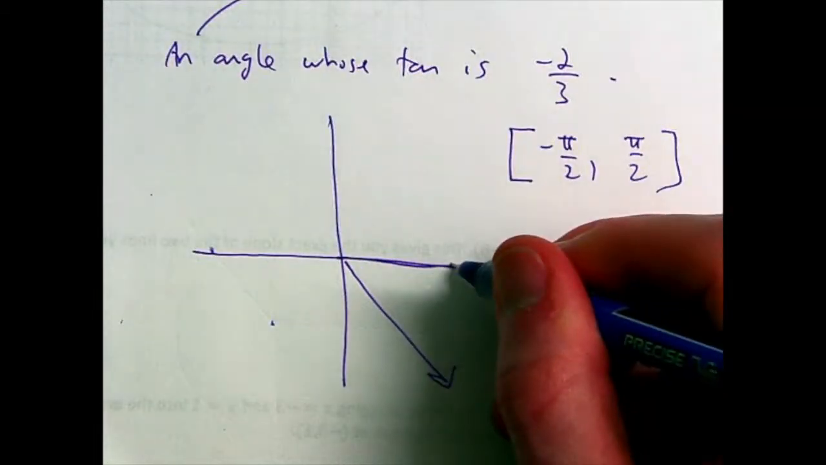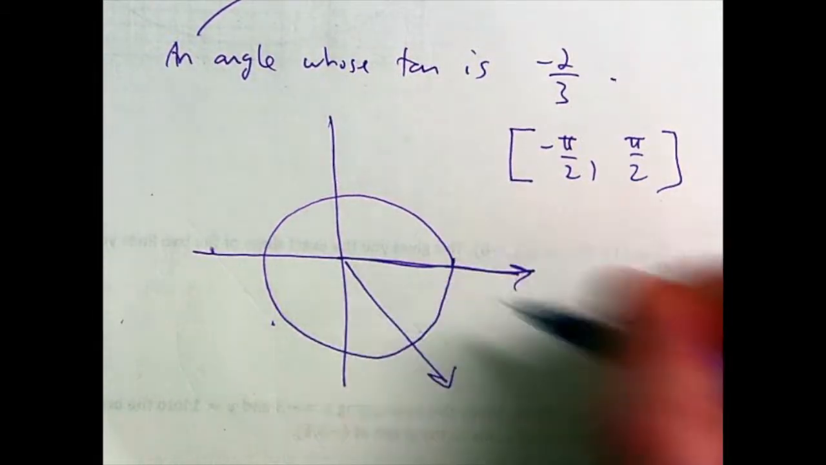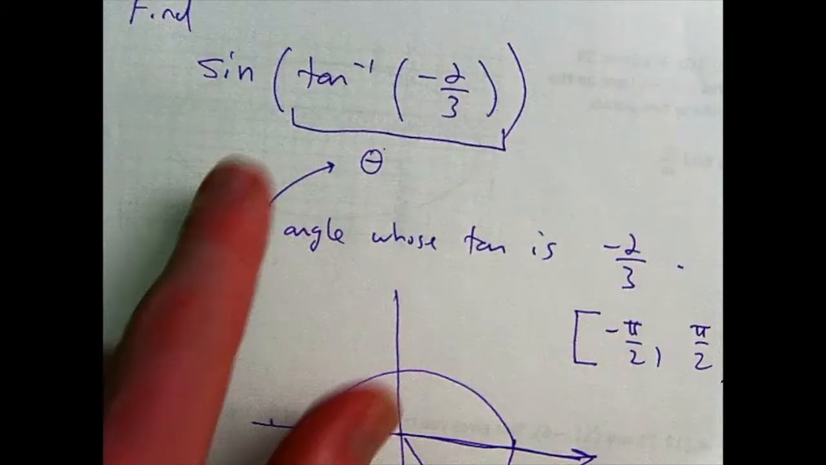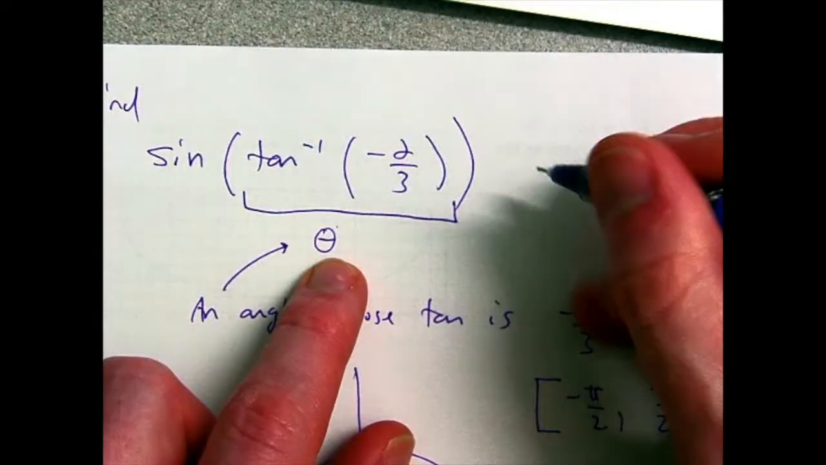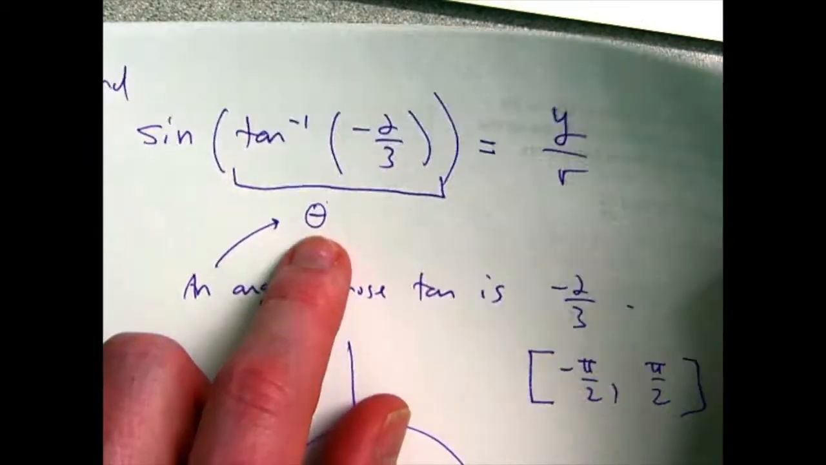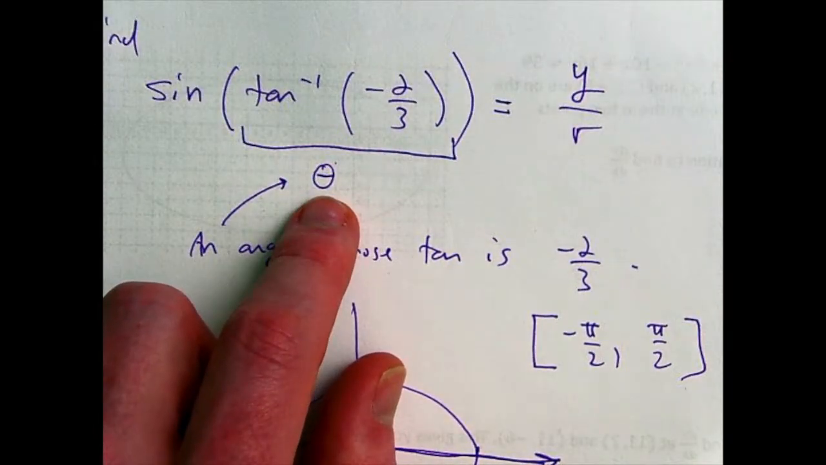Maybe we'll draw a circle, like usual. So what are we looking for, really? We want to find the sine of theta. Well, remember the definition, the sine of theta is y over r, right? So I need to know y and I need to know r.